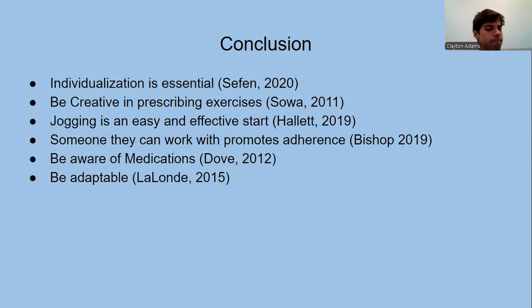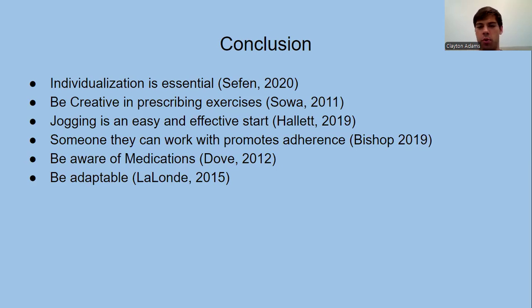In conclusion, I'll hit these bullet points. It's pretty clear. Individualization is essential. Each person with an autism spectrum disorder is different. Talk to them. Be creative in prescribing those exercises. Find out what they want. And if they don't know where to start, it never hurts to start with some jogging. It's been found to be very effective.